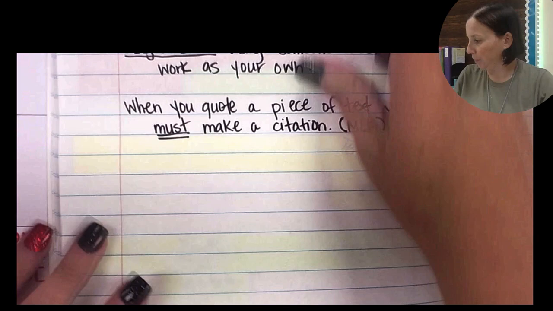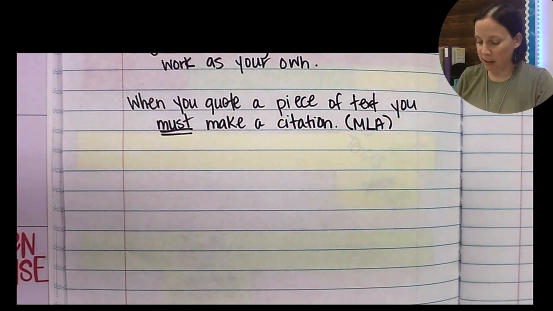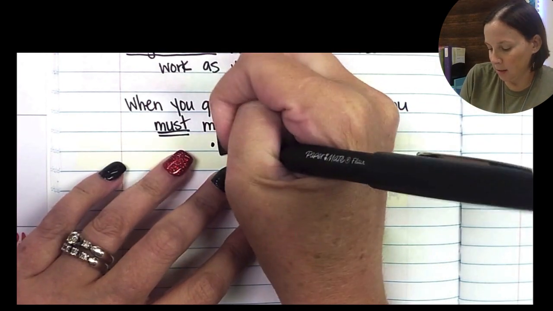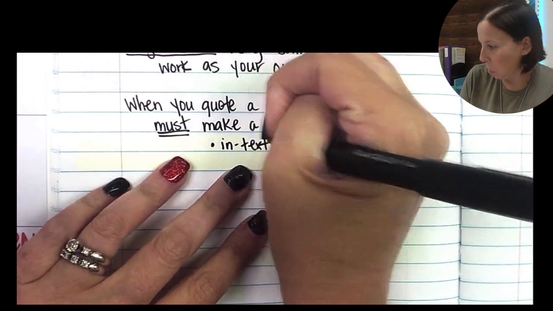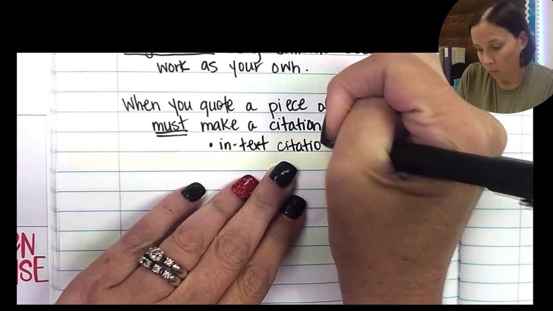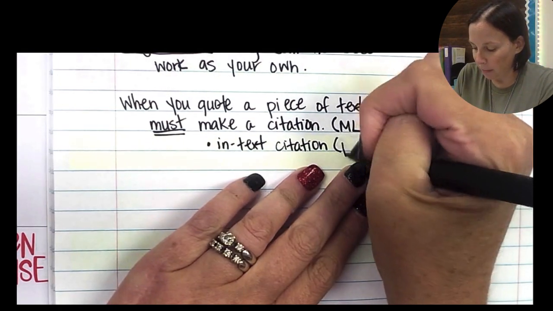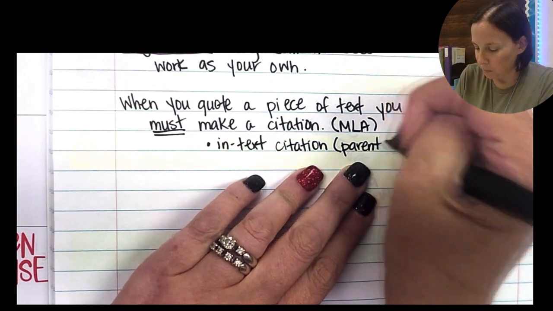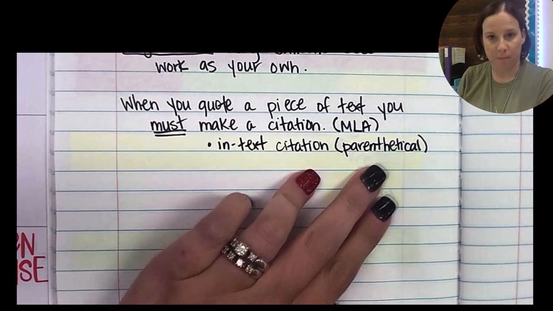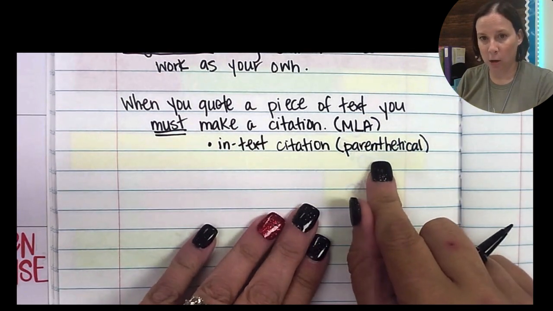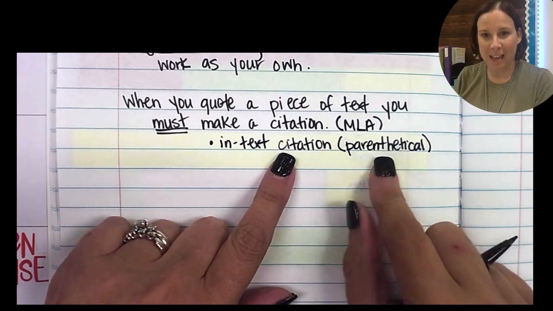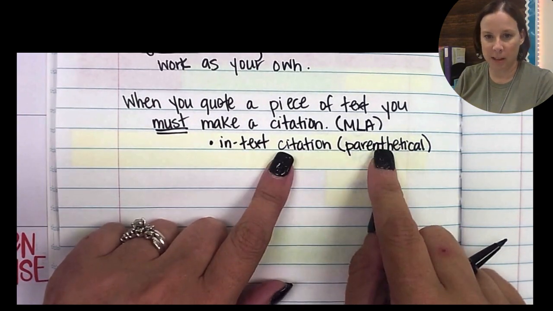Okay, so there are two kinds of citations. There's an in-text citation, which can also be called a parenthetical citation, okay? When you get older, they might call them parenthetical. So I like to give you both words just in case somebody else is using parenthetical, you know it means the same thing as in-text.